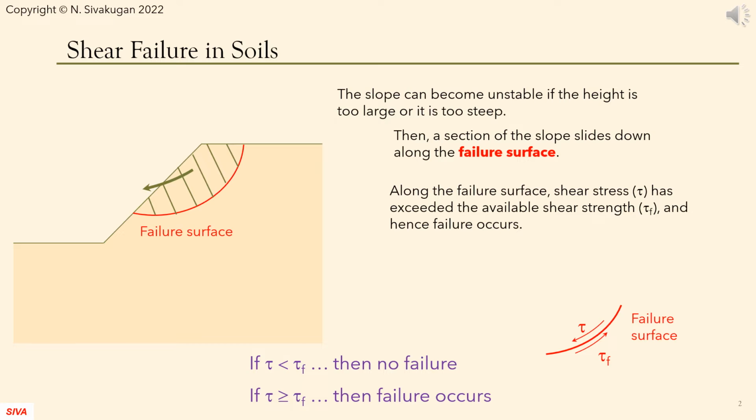If this slope is too steep or too high, a section of the soil mass slides down along a failure surface, and the slope is deemed to have failed. What has happened is that the shear stress along the failure surface has exceeded or became equal to the available shear strength.